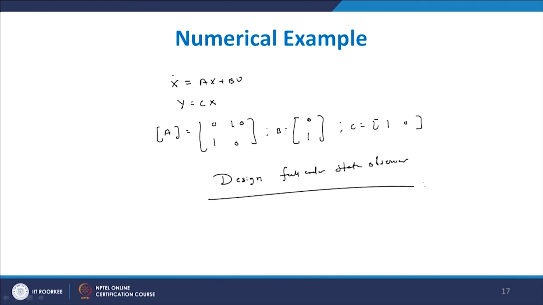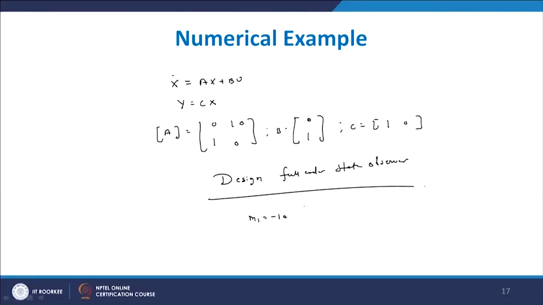So when we are designing the full order state observer, we have to decide where we want to place the observer poles. That means similar to controller poles, we have to place the observer poles. Let us say for this problem the observer poles, m1 equal to minus 10 and m2 equal to minus 10.